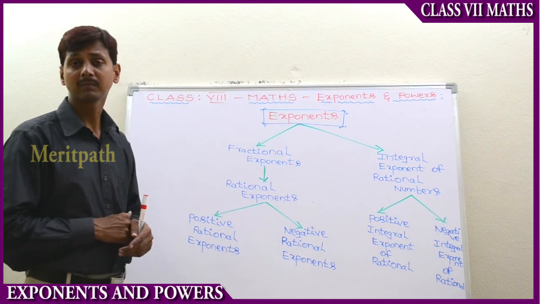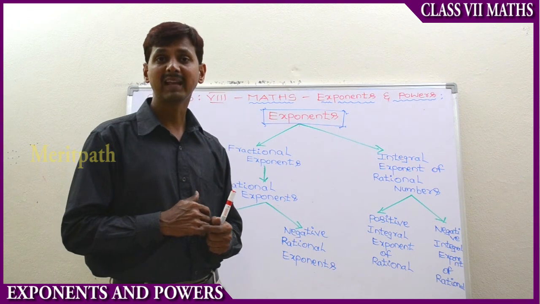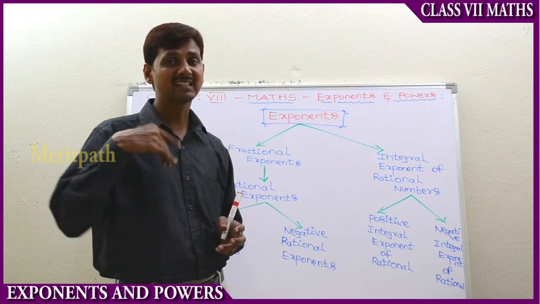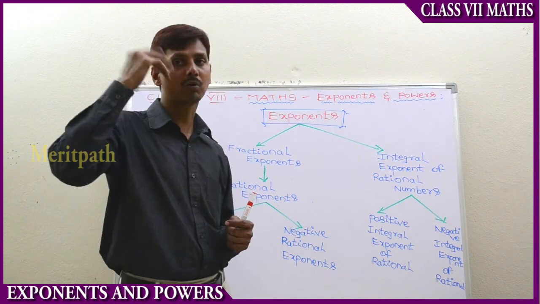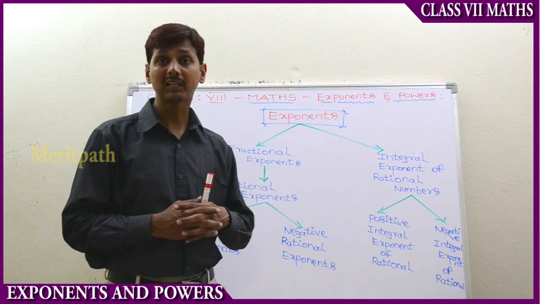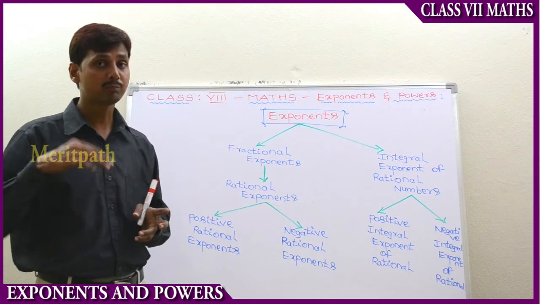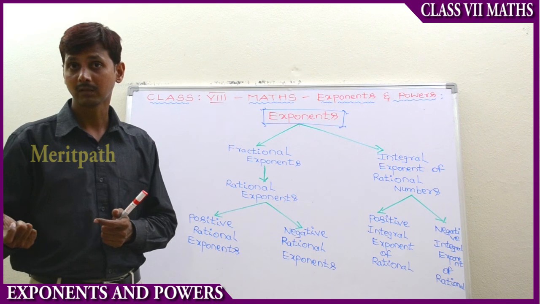Coming to the next one, integral exponent of rational numbers. The base can be raised to a power, and to the power of there is something. So that is called integral exponents of the rational number. Here also we have positive and negative.